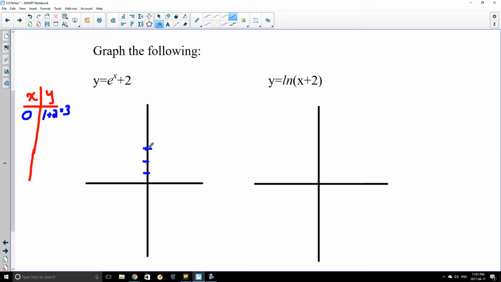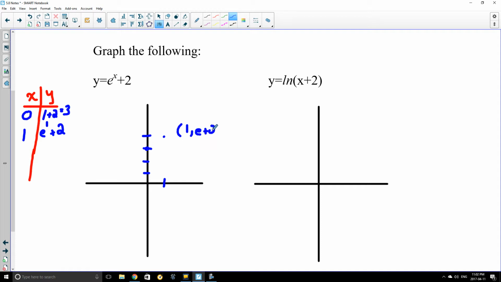If you plug in 1, you get e to the 1, which you can evaluate on your calculator, because who wants to work out 2.71 to the power of 1 plus 2? It's going to be approximately 3.7. You can just label that point, 1 for x, and label it up over here somewhere. As long as you label it, you're okay. So that's the point 1, e plus 2.